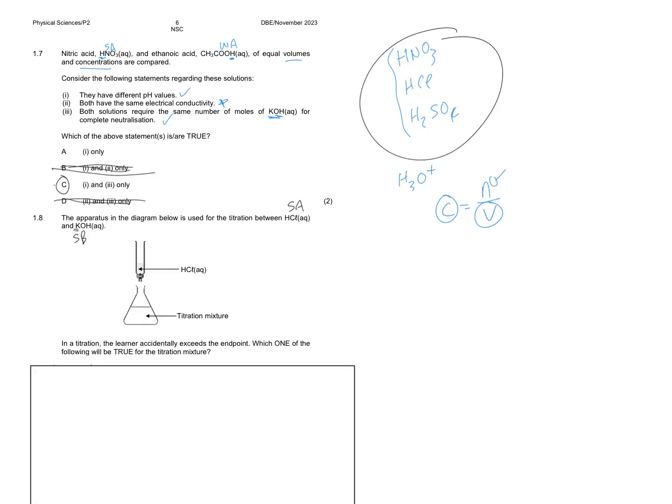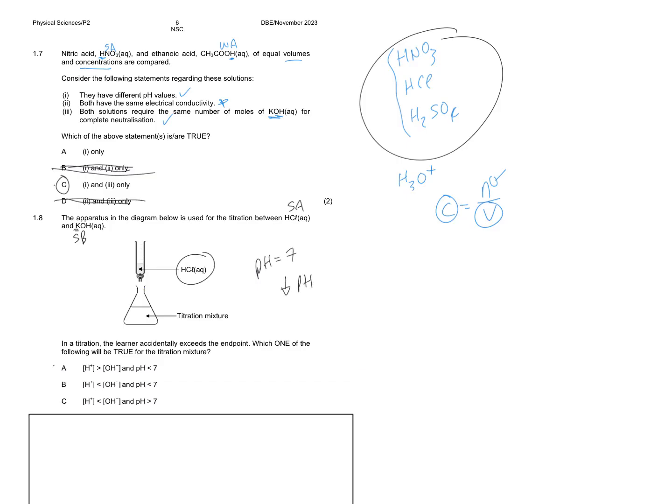And they say, in a titration, the learner accidentally exceeds the end point. Which one of the following will be true? So if they had done it correctly, the pH would have been around 7, because it's strong acid and strong base. However, they've now added extra HCl, which should lower the pH. The pH should be less than 7.